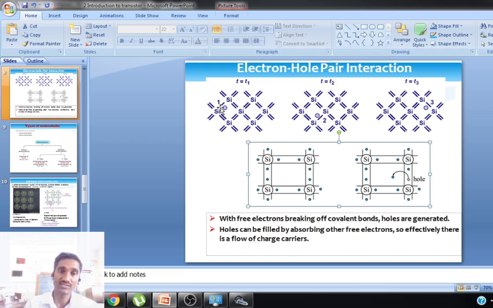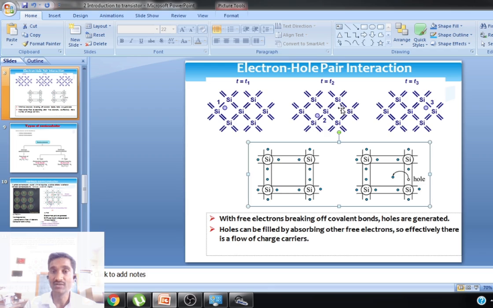So if this silicon obtains one electron from this pair, this electron goes here and completes the covalent bonding between these silicon atoms. Look at here, this electron goes here. What happened? They complete their covalent bonding, but there is a lack of one electron. So this is the creation of a hole.